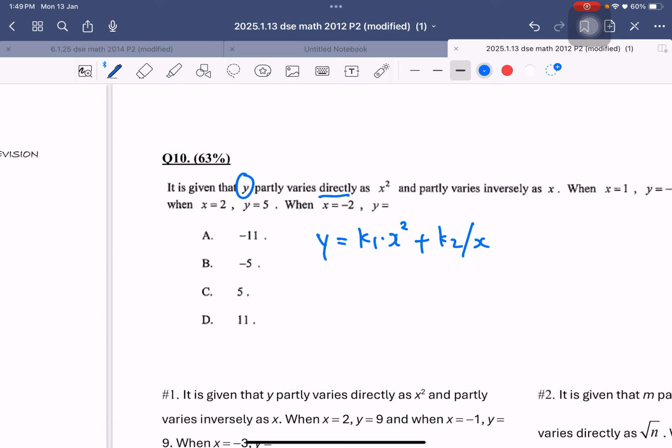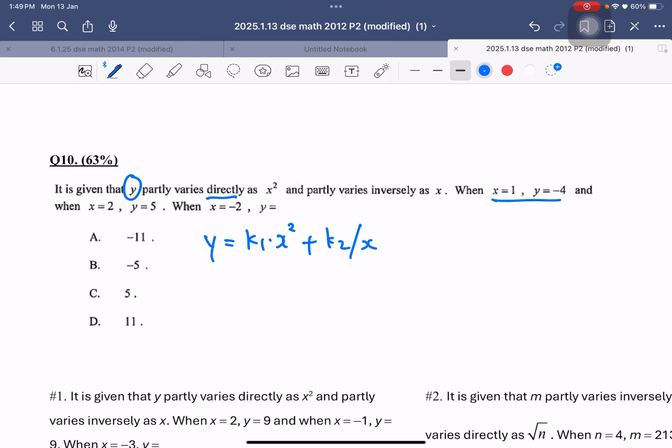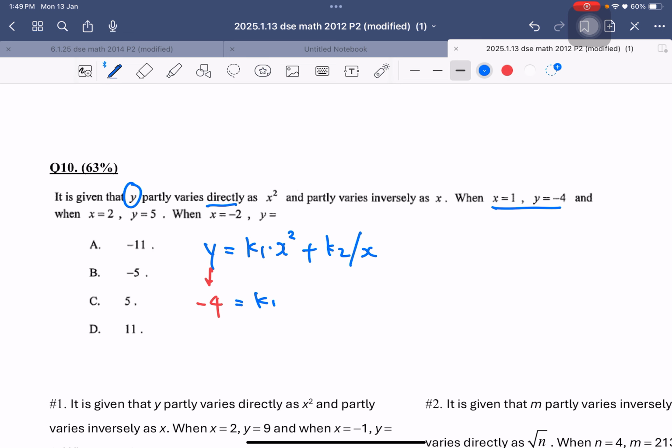Then we have the situation x equal to 1, y equal to negative 4, so we can just substitute in. We replace y by negative 4, equal to k1 times x squared, x is 1, plus k2 over x. So x is equal to 1 squared divided by 1. Simplify, we have negative 4 equal to k1 times 1 squared giving you 1, plus k2 divided by 1 giving you just k2. So this is our first equation.